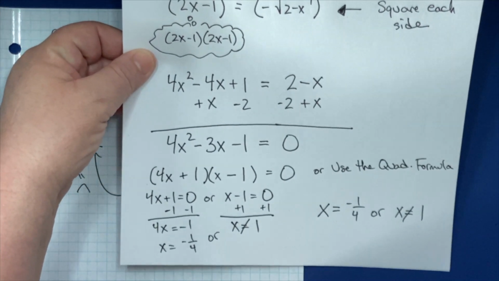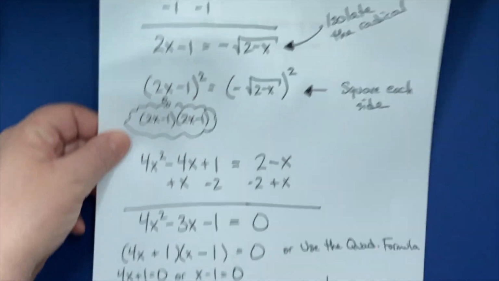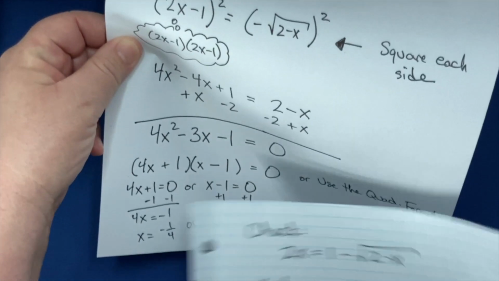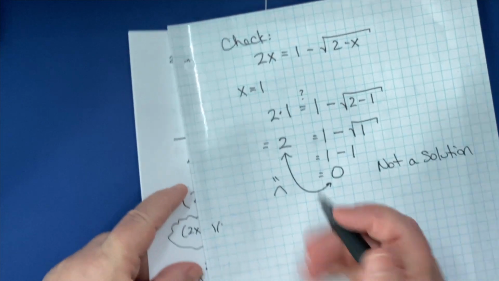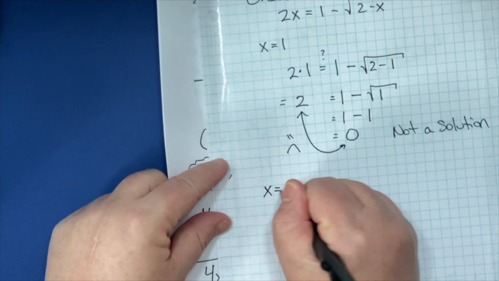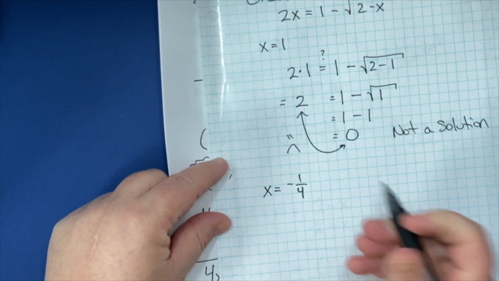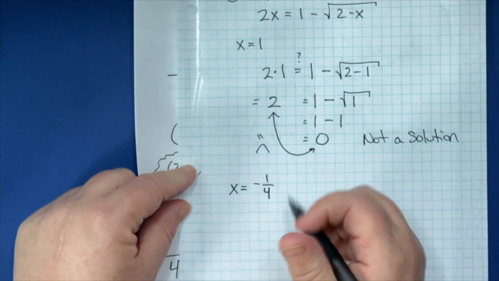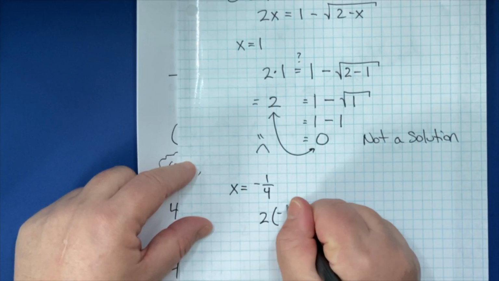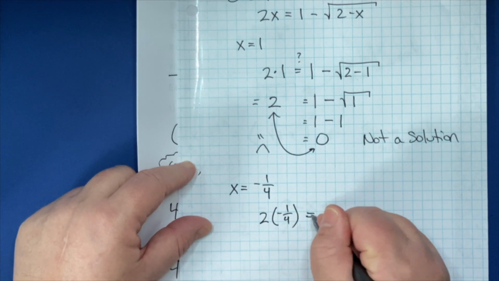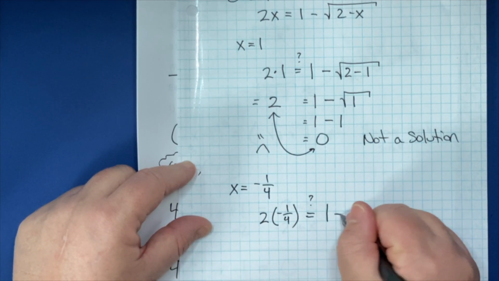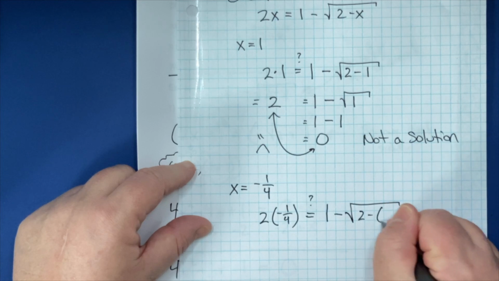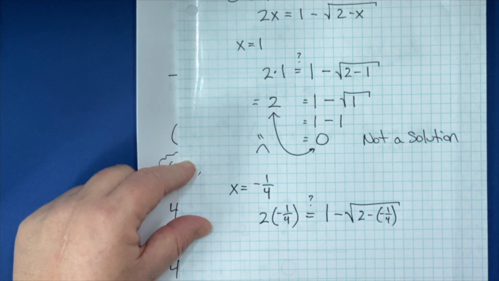Okay. As much as I'm not looking forward to it because it is a fraction, I've got to check the other solution. So let's go ahead and try what happens when x equals negative 1/4, which seems so unlikely, right? But let's go ahead and try it. So on the left, I've got 2 times negative 1/4. And is that going to be equal to 1 minus the square root of 2 minus negative 1/4?